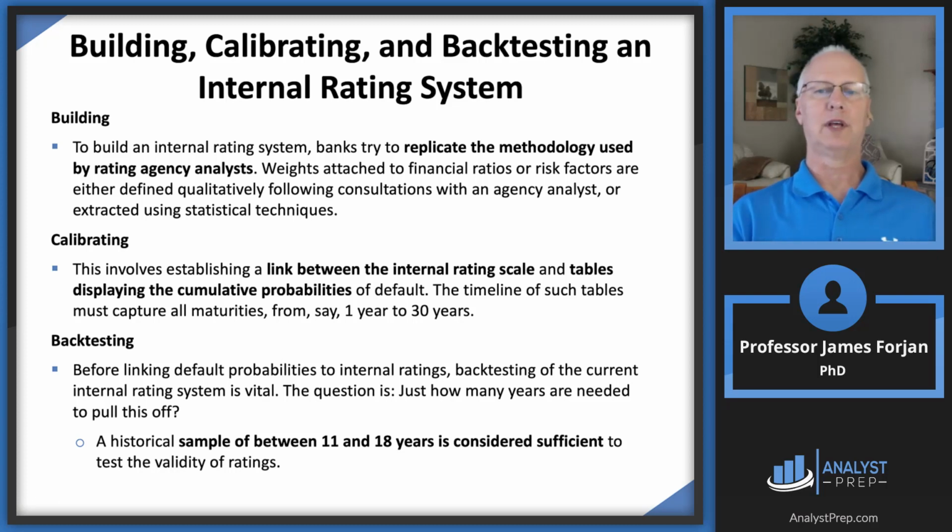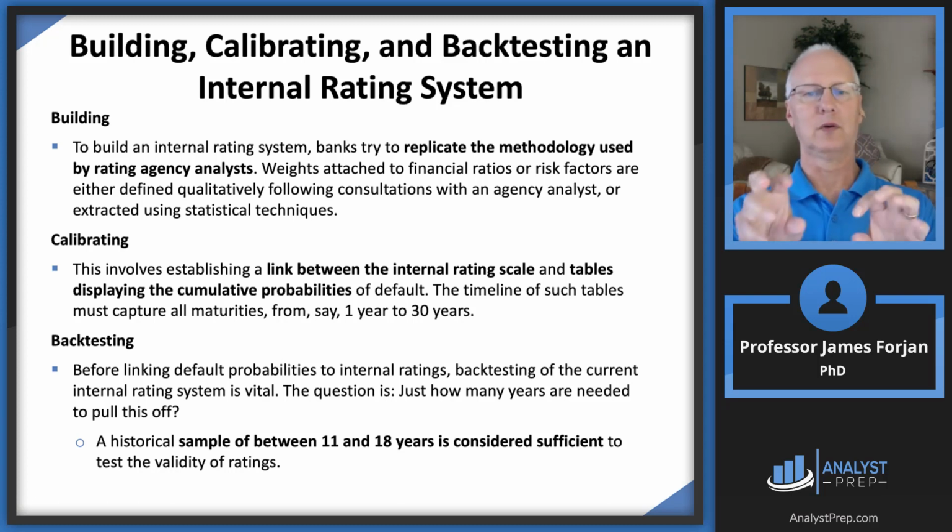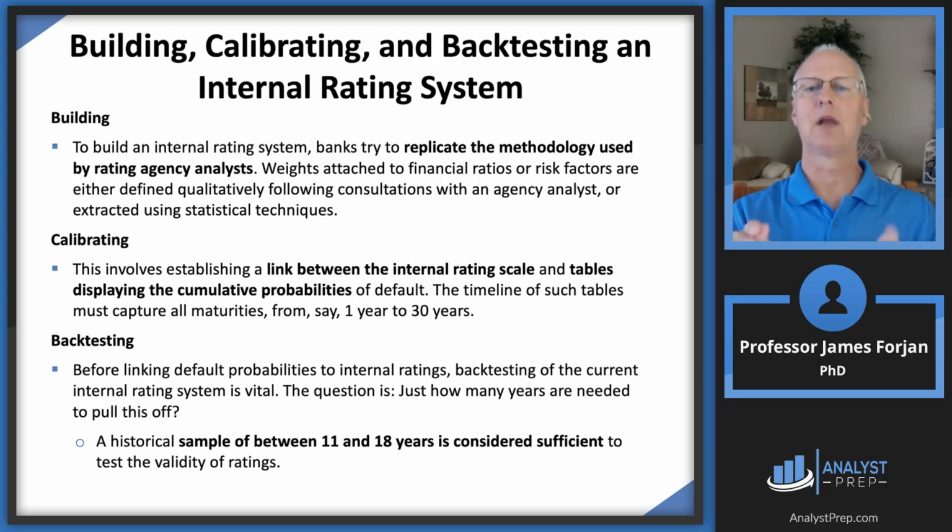Calibrating involves establishing a link between the internal rating scales and those tables displaying the cumulative probabilities of default. And so we can do this from 1 all the way out to 30. When we're calibrating, what we're going to try to do is make sure that our methodology calibrates with what we know to be observed behavior and observed changes in default risk. And then, of course, we need to go back and say, all right, here's our model. Let's go back and test it and see what happened.